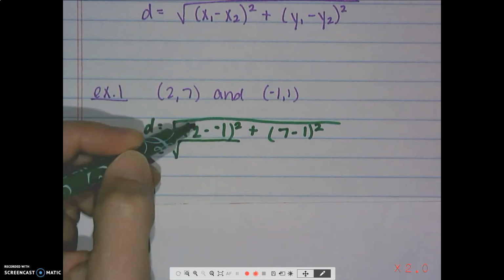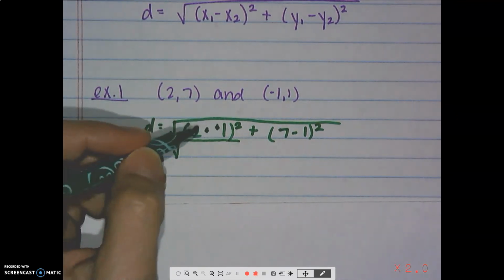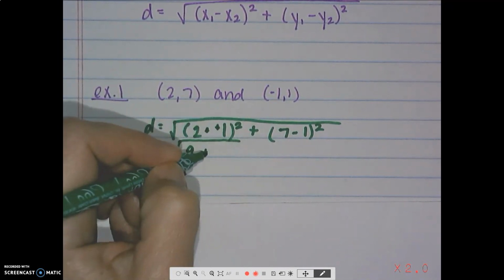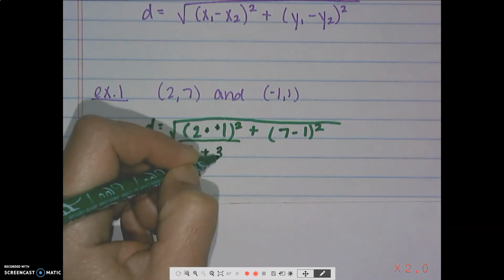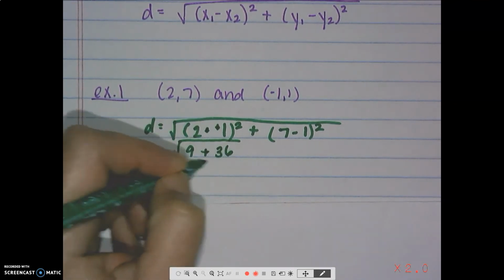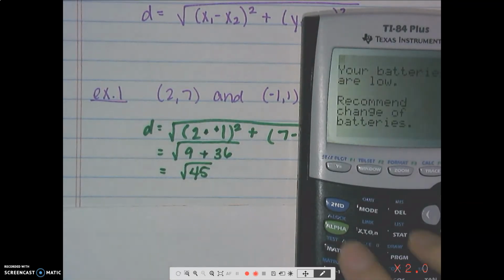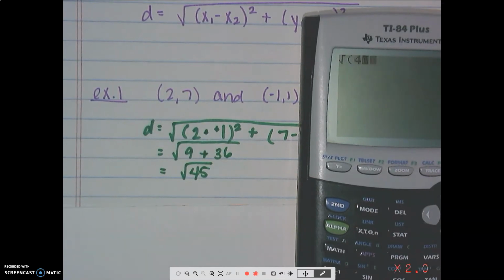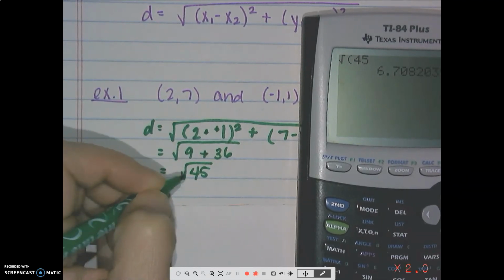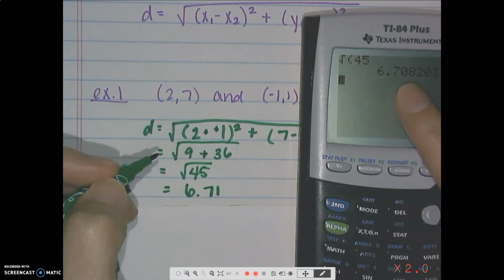So we still have the square root here. 2 minus a negative is going to make that be plus a positive. So that's going to be 3 squared, which is 9. And we're going to add to that. 7 minus 1 is 6, and 6 squared is 36. So if we take 9 plus 36, we're going to get the square root of 45. And then we're going to actually take that and find the square root of 45. And we're going to round that to the nearest hundredth, which means we're going to have 2 decimal places. That means we would have 6.71 since that 8 rounds that 0 up.